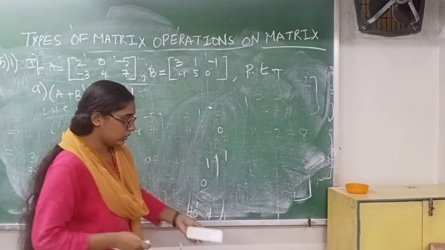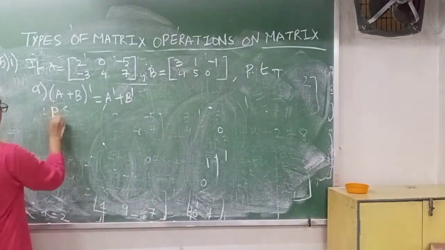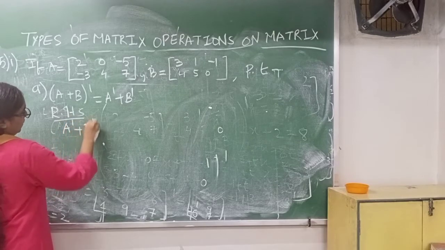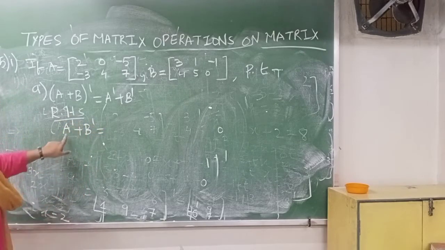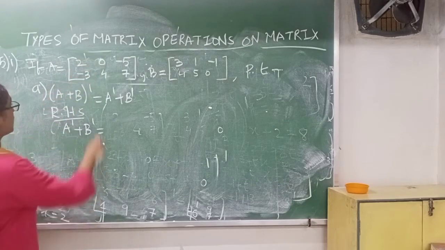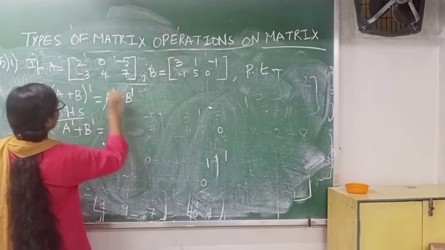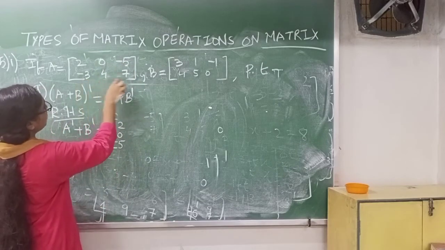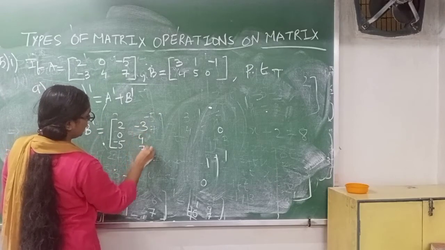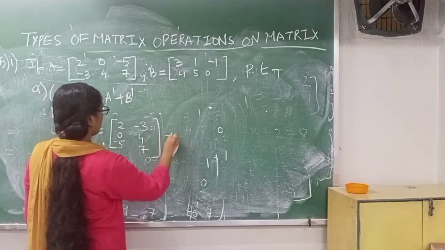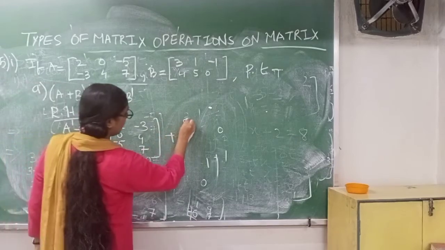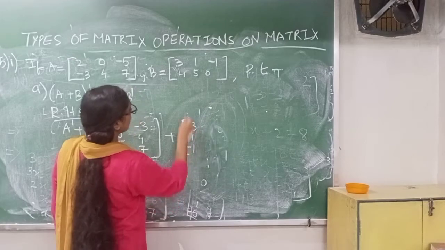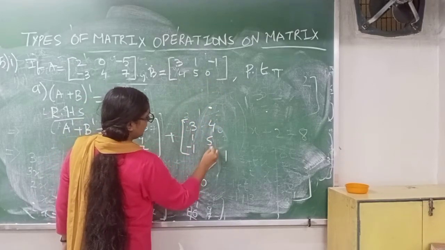For RHS, what is given to you? A dash plus B dash. Now A dash means A transpose. First you have to make this one a transpose. So you have to write 2 0 minus 5, then minus 3 4 7. Then plus sign, B transpose. B transpose means 3 1 minus 1, 4 5 0.